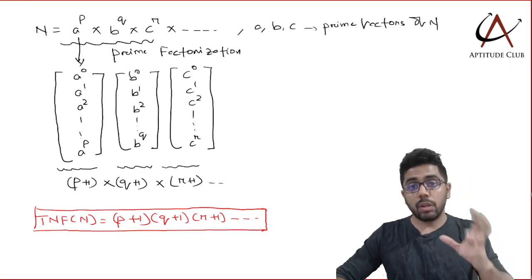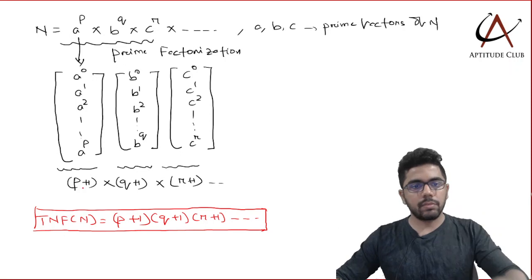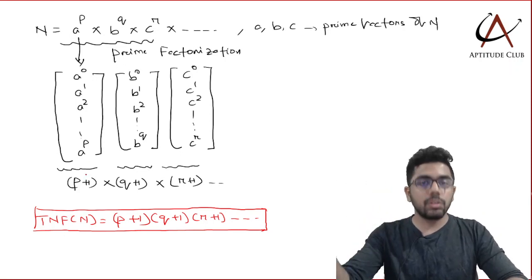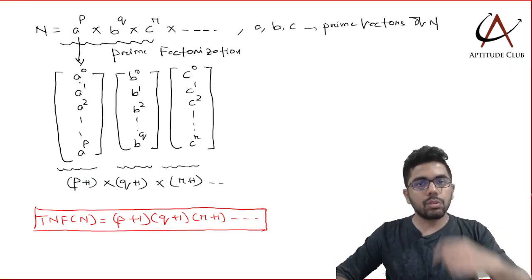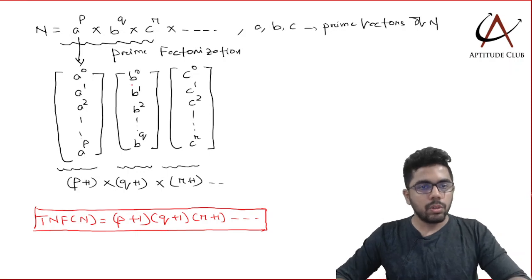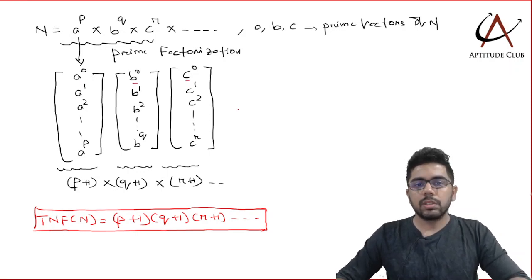And I hope all of you understood the background. How is this formula derived? Why is there a plus 1 in p plus 1? Because you are also considering the 0th power of the number. Similarly, b to the power 0, c to the power 0 and so on.